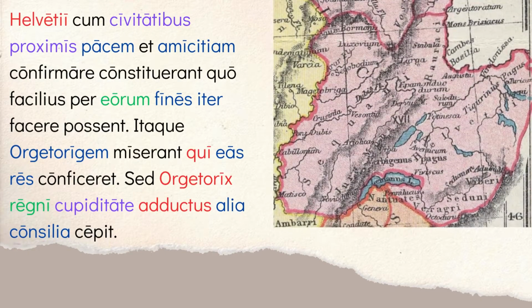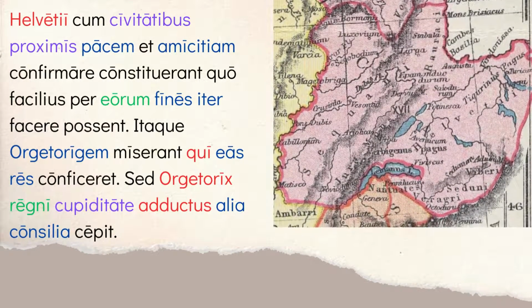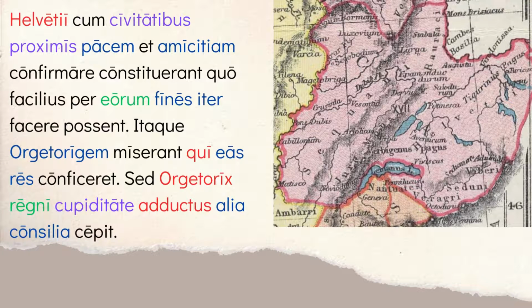Then we get to the final paragraph. So you start with this. You have Helvetii cum civitatibus proximis pacem et amicitiam confirmare constituerunt, quo facilius per eorum fines iter facere possent. So one thing you want to notice in this sentence is you have quo at the end of it. Now, this is something I didn't really cover because, like I said, I couldn't do all of it in my intro to this video.